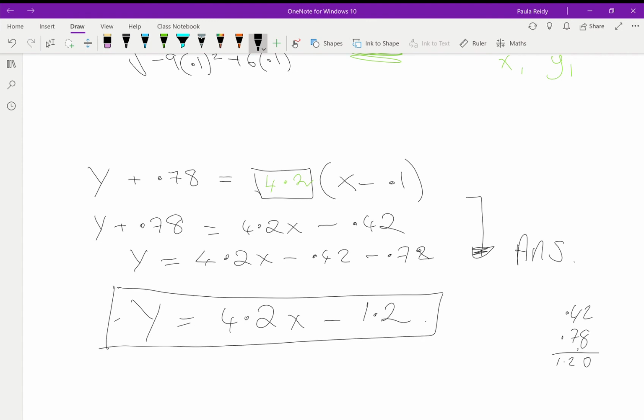Okay, all right. I hope that is making it a bit clearer on how to find the tangents.